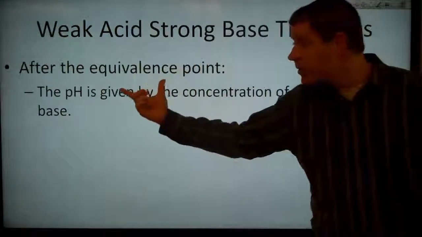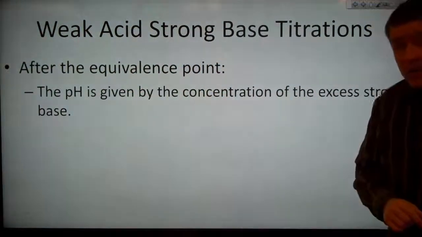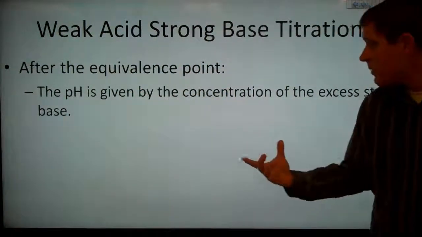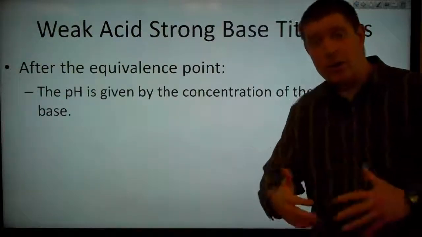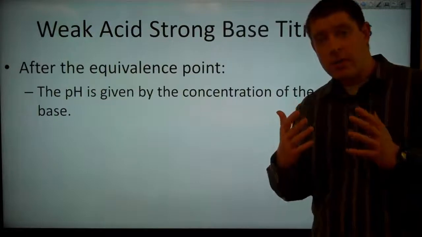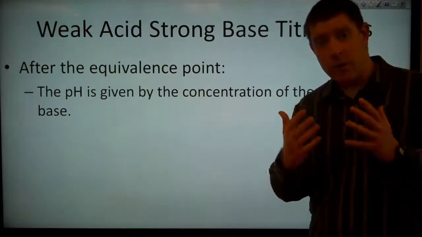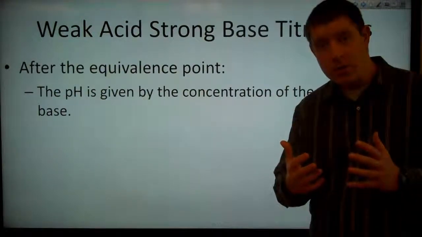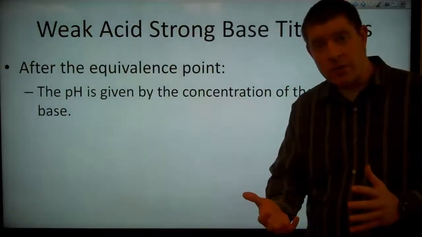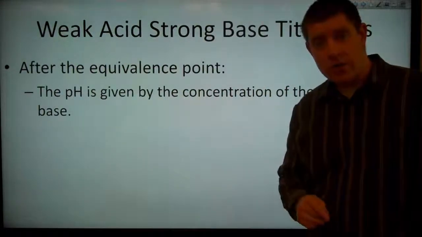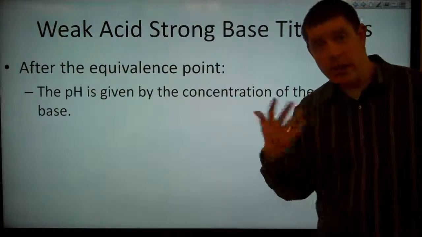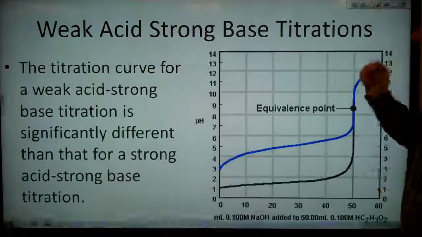And then last, we have the region after the equivalence point. At this point, the pH is given by the concentration of the excess strong base. At the equivalence point, we've got our acetate ion, so we've got our weak base solution, and now we add some strong base to it. We can basically ignore the weak base, and we just need to look at the concentration of the strong base, the excess hydroxide ion that's around.